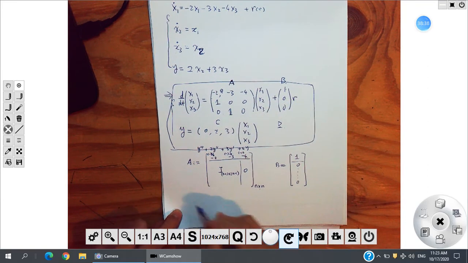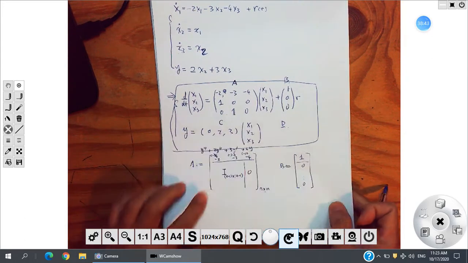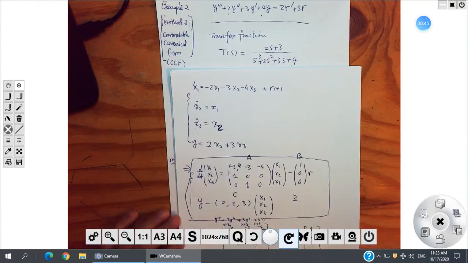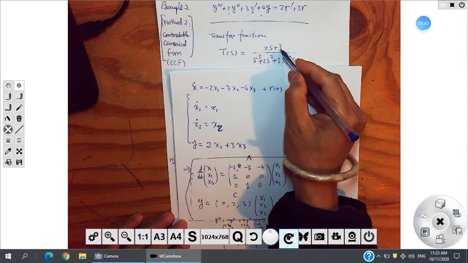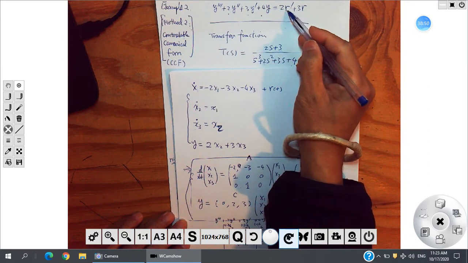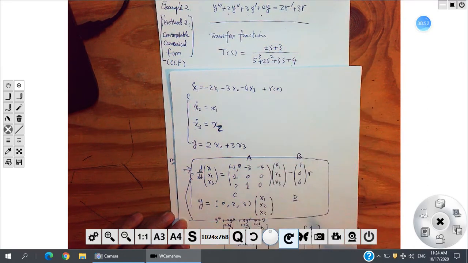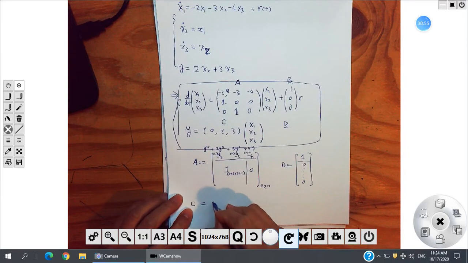And C. What is C? This is C, right? C is also here, you see? This is 2s plus 3, 2r prime plus 3r. This 2 and 3 are just here. 2 and 3 and 0. Here's 2r prime plus 3r, and actually here is 0 times r double prime. Then you just put the numbers here. This is C.